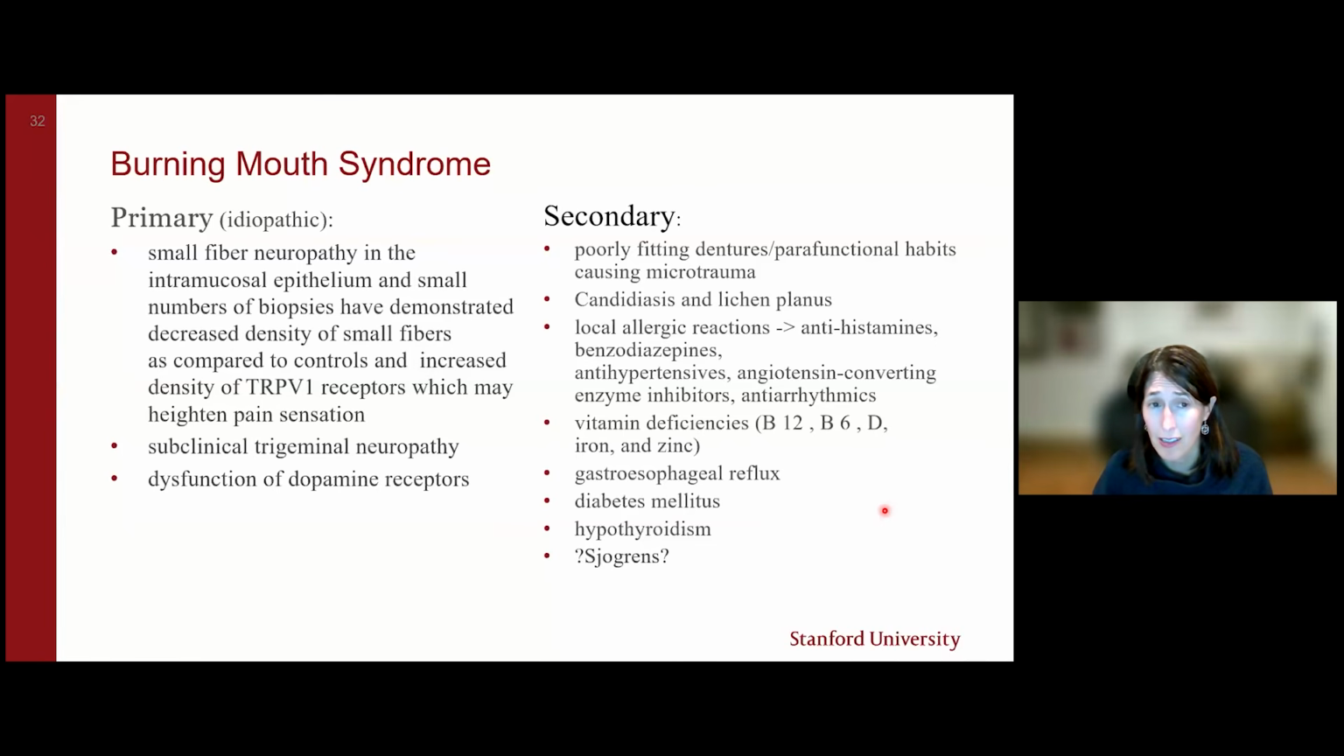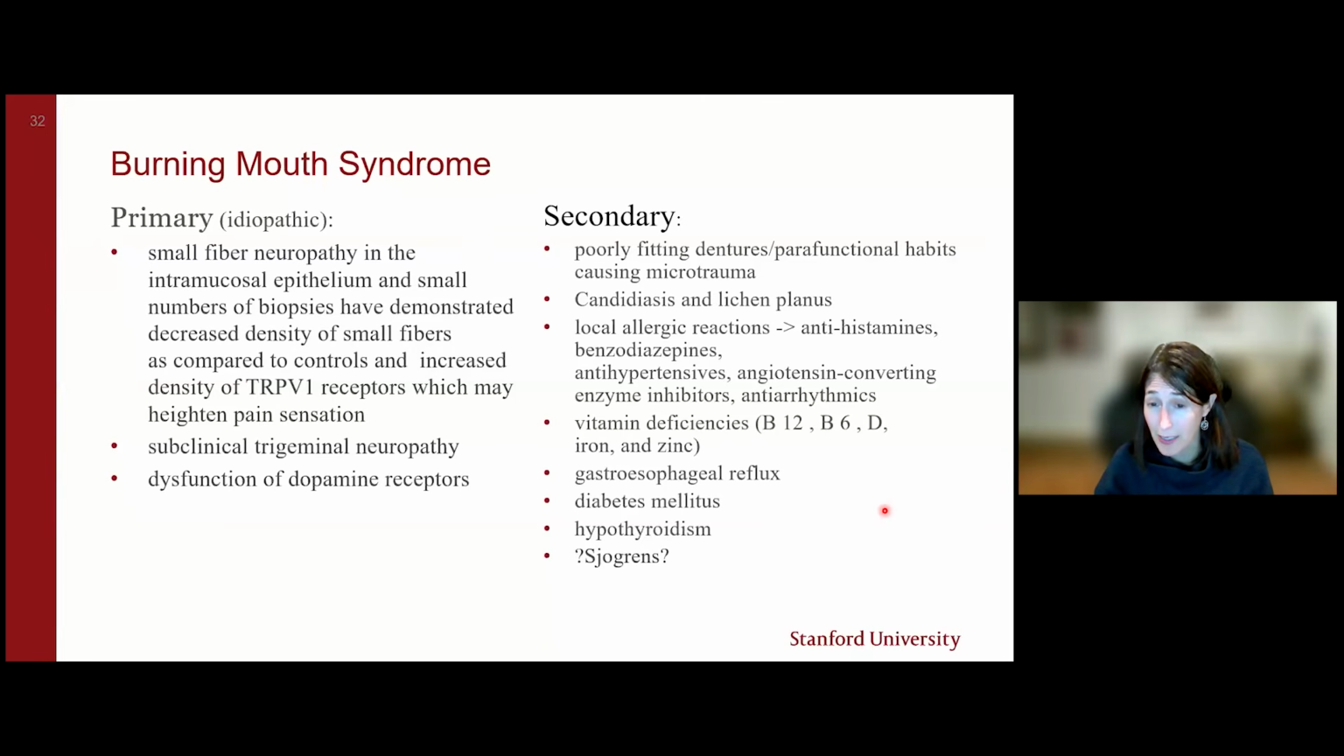There are a lot of secondary causes of burning mouth syndrome, which if we catch early enough, we can treat and reverse the syndrome. So poorly fitting dentures or people with parafunctional habits that we talked about earlier that can cause microtraumas. Sometimes pursing your lips or biting your lips or clenching really intensely can damage the tongue. Infections like fungal infections like candidiasis or lichen planus, allergic reactions, which can cause the use of some medications. So both allergy and sometimes use of antihistamines or antihypertensives or angiotensin converting enzymes or antiarrhythmics can aggravate and cause burning mouth.